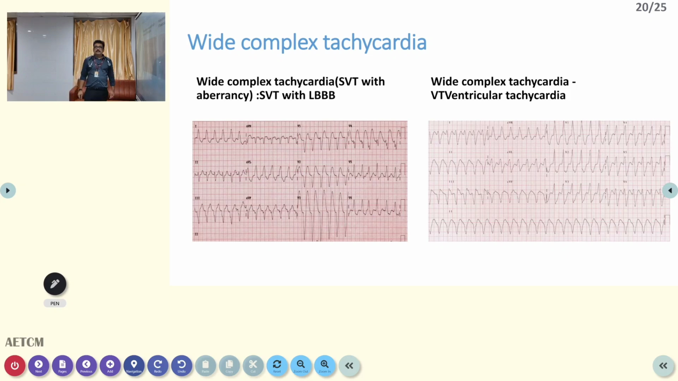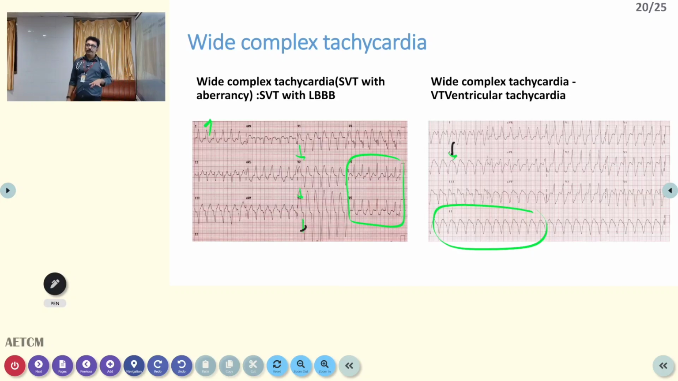Now, wide complex tachycardia can be due to SVT with aberrancy. Here, what you are seeing is SVT with LBBB that produces wide complex tachycardia. But wide complex tachycardia can also be due to VT. So very easily you can make out this one. Sometimes it will be difficult also. SVT with aberrancy follows the usual pattern of any ECG. Like here, some QRS complexes are negative, some are positive, you can see here, whereas in VT most of the complexes are either all negative or all positive. Here everything is negative, so it's a VT.